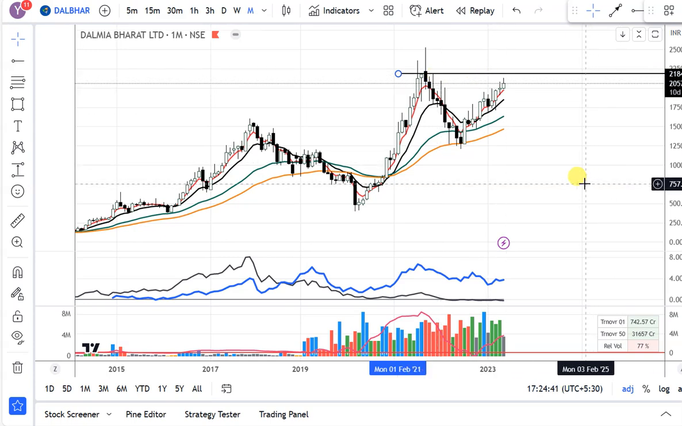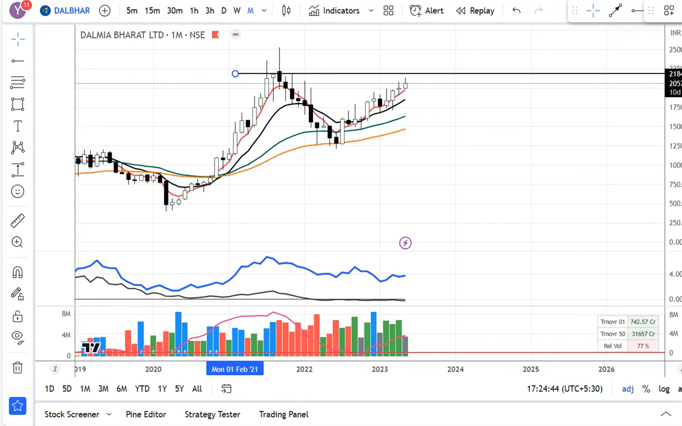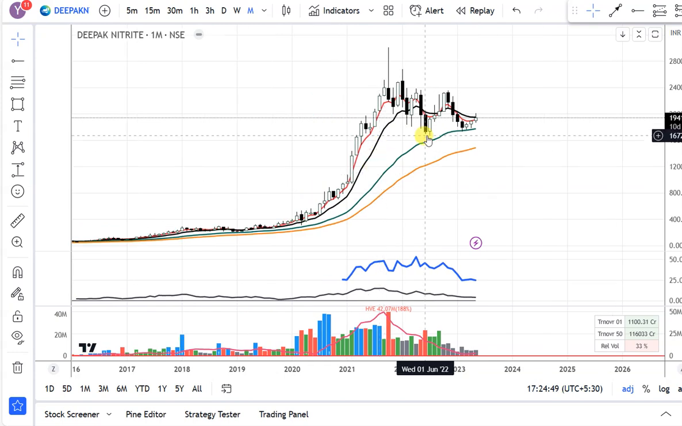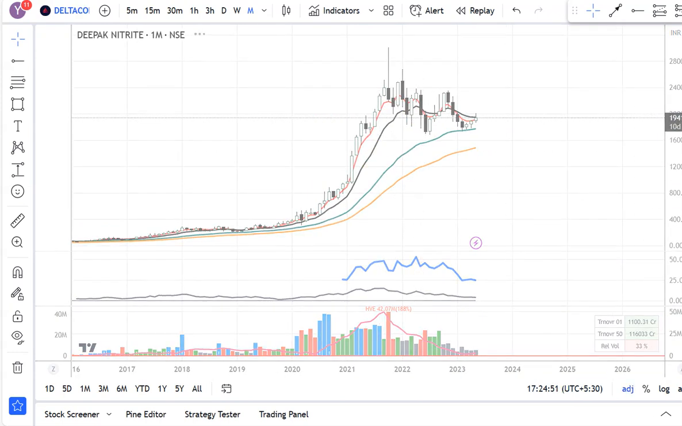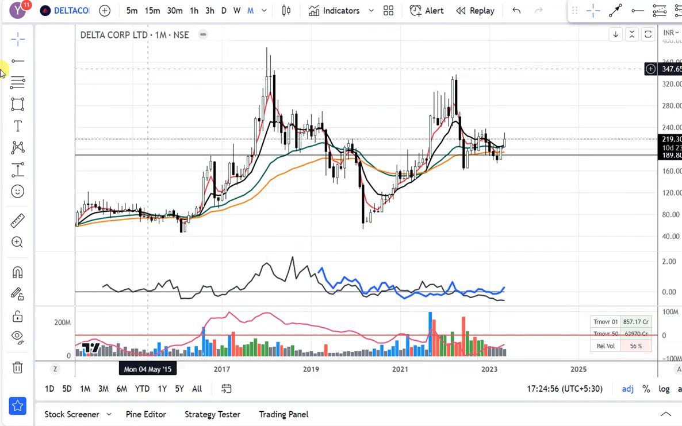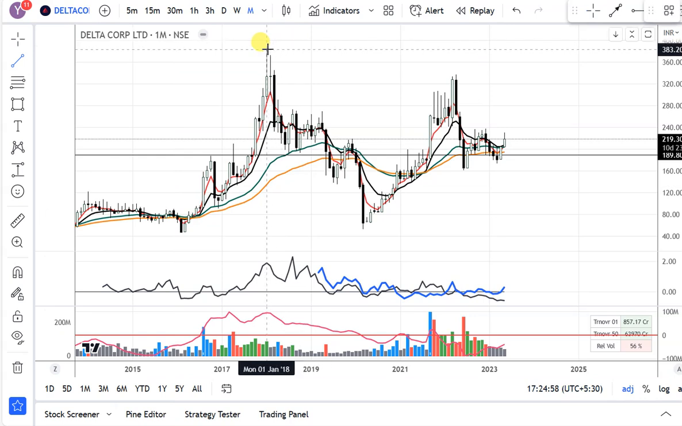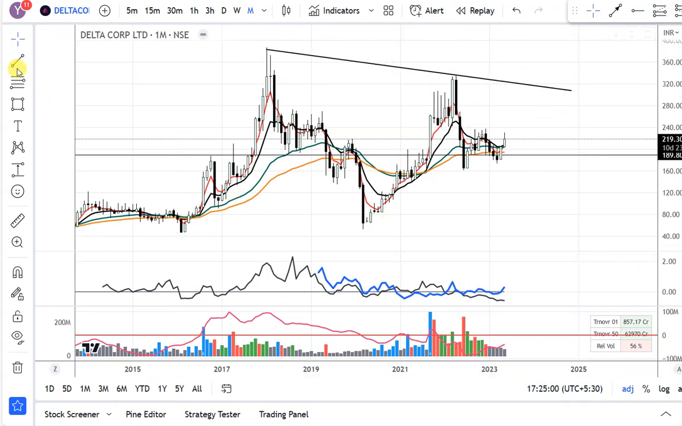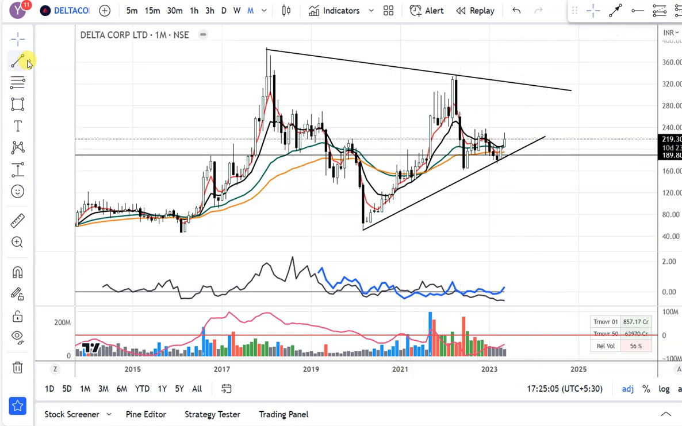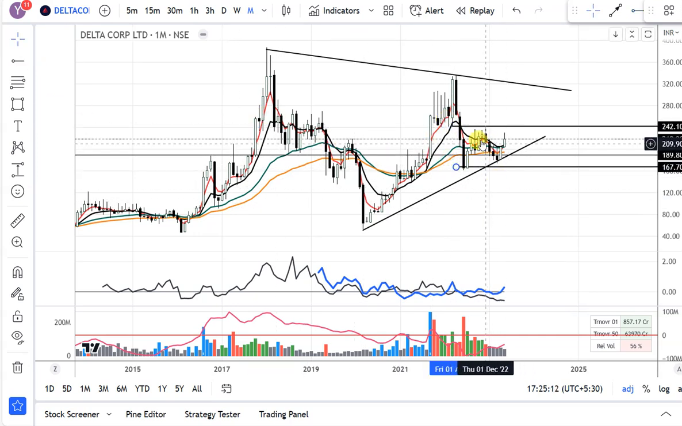Deepak Nitrate, nothing at all. Delta Corporation, nothing at all. The stock is again making a higher low and a higher high. So let's wait and see if this range is broken in a couple of weeks or a couple of months. It is stuck between the range of 242 to 167. Once that range is broken on either side, the stock will take direction in that area.